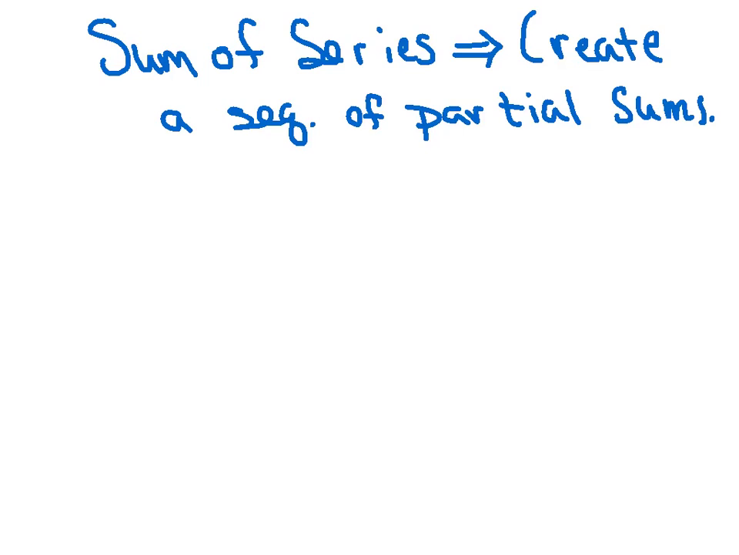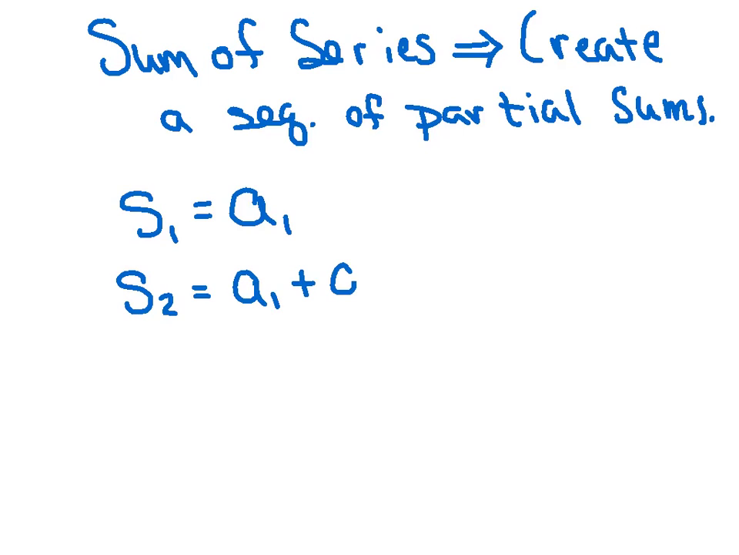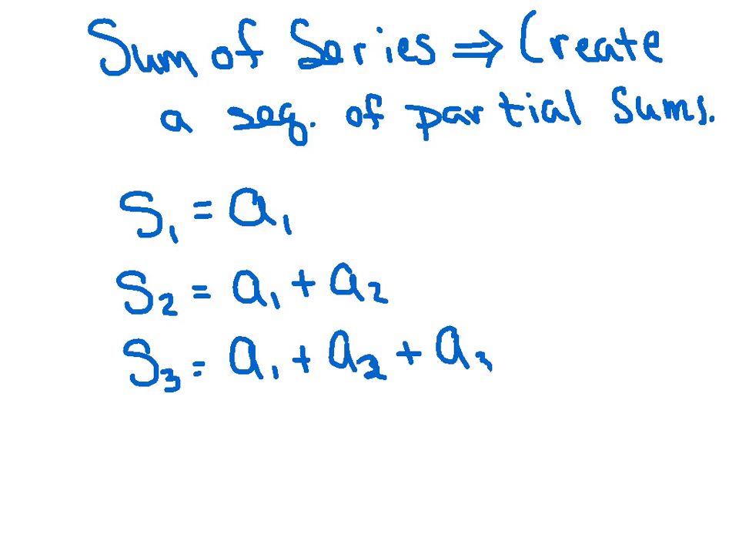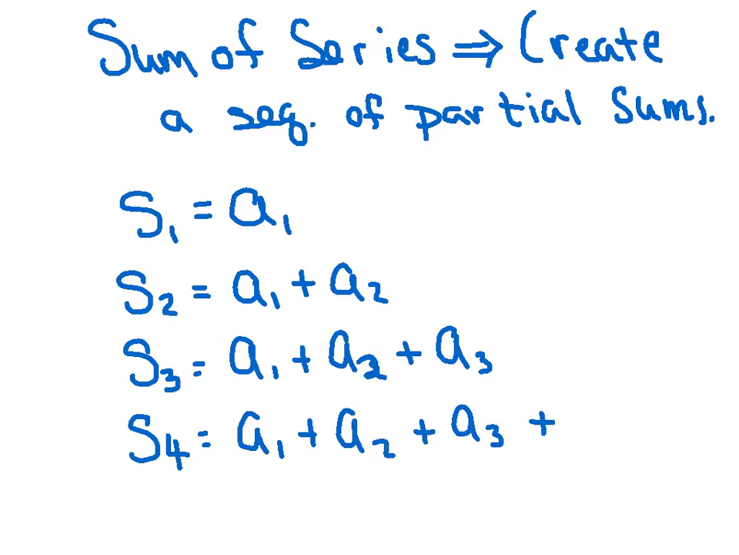we could say that S sub 1 is equivalent to the sum of just the first term, a sub 1. S sub 2 is the sum of the first two terms. S sub 3 is the sum of the first three terms. Whoops, I skipped one there. That's a sub 2 plus a sub 3. And as you can see the pattern here, S sub 4 is the sum of the first four terms, a sub 3 plus a sub 4.